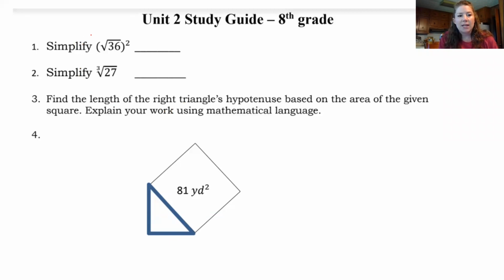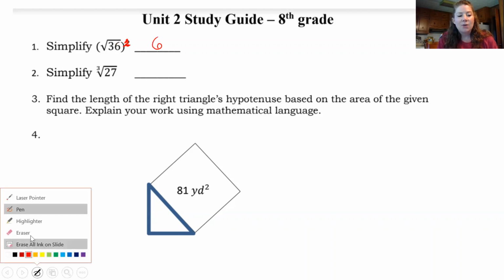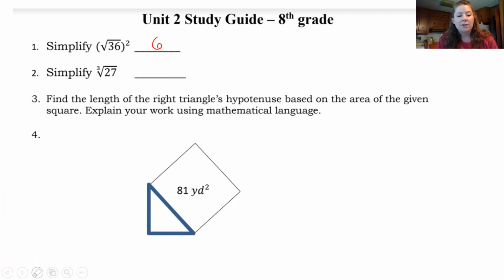All right, so on number one, if you'll ignore that little exponent of 2 for a second, just pretend it's not there. What is the square root of 36? Well, the square root of 36 is 6. And then, what is 6 squared? 6 squared is 36, right? So the square root of 36 squared is 36. Basically, an exponent of 2 and a square root cancel each other out.